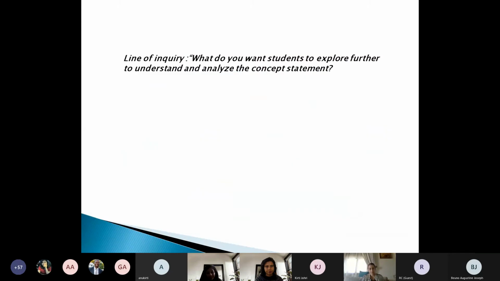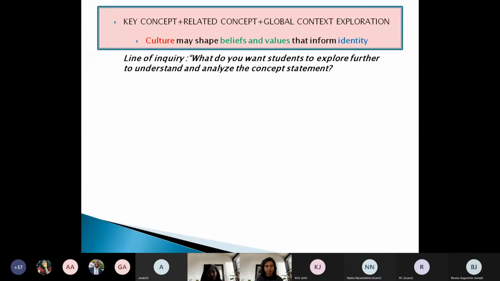So let me give you one example to make my point clear. My key concept was culture may shape beliefs and values that inform identity. I'm continuing with the same example, which had one key concept, one or two related concepts, plus one global context exploration. So just to clarify again, I use the word may, and it is a statement, not a question. So this is one statement that's driving the development of the entire unit.